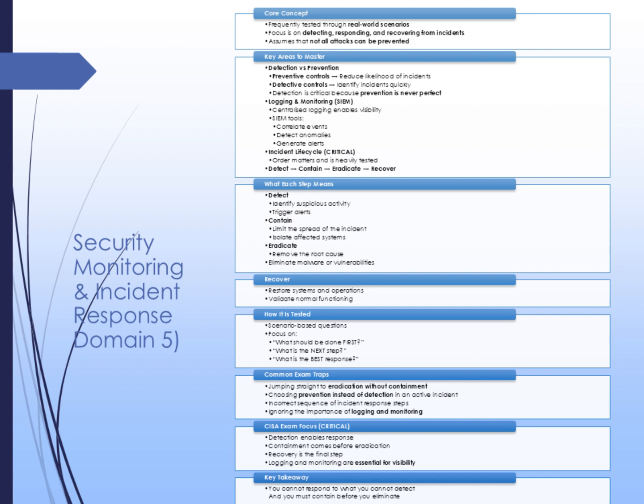Another common mistake is choosing preventive controls when the scenario clearly describes an active incident that already requires detection and response activities. The exam also frequently tests whether candidates understand the importance of logging and monitoring. Without visibility, organizations cannot effectively detect, investigate, or respond to threats. One of the most important principles to remember is, you cannot respond to what you cannot detect, and you must contain an incident before attempting to eliminate it.